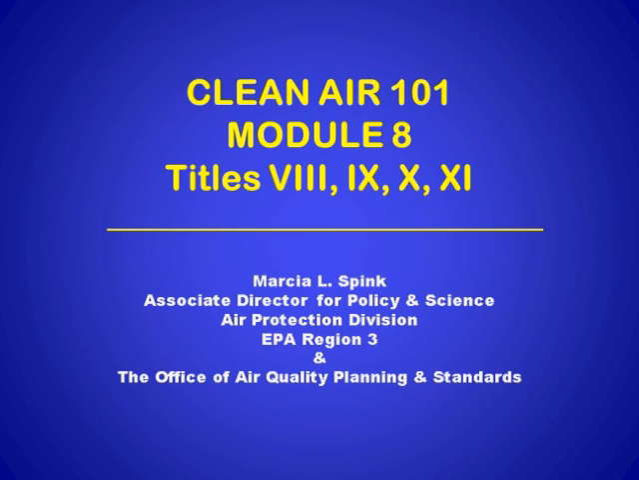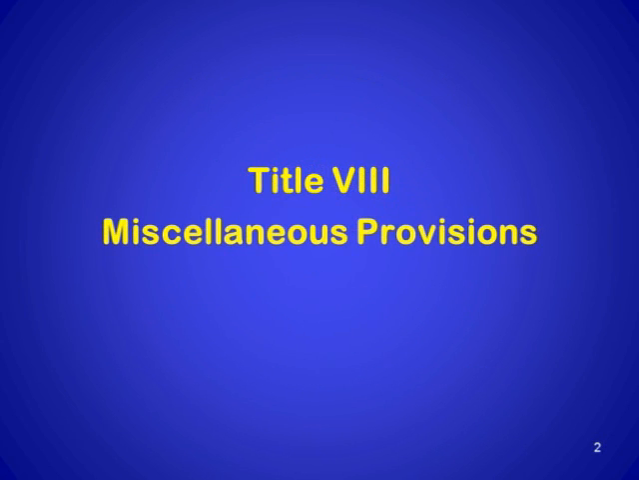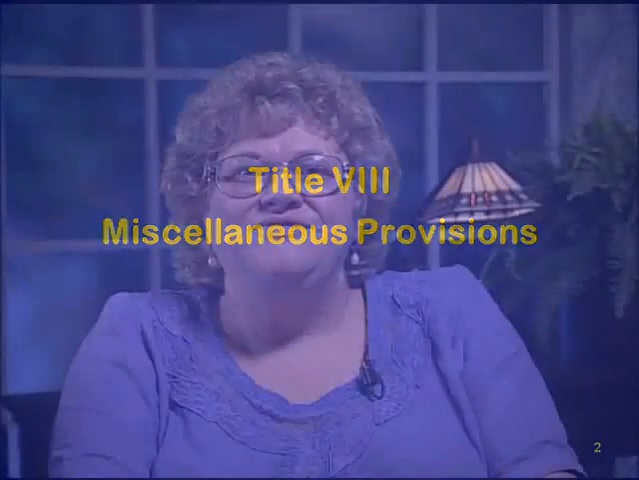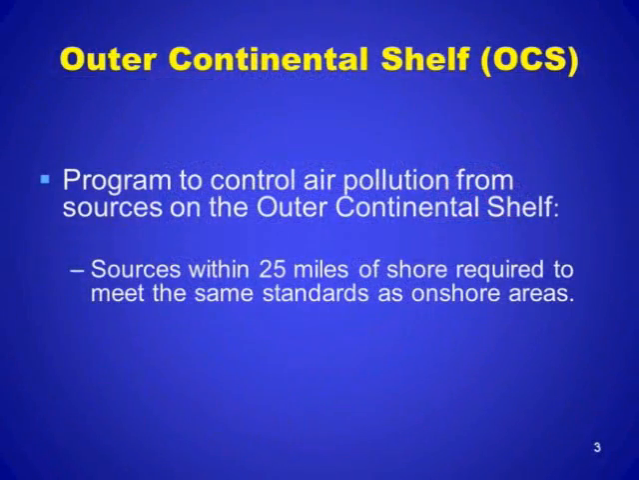This training is brought to you by the Office of Air Quality Planning and Standards. Title 8 is entitled Miscellaneous Provisions. The first part it covers is provisions regarding the Outer Continental Shelf, or OCS. It's a program to control air pollution from sources on the Outer Continental Shelf. These are sources within 25 miles of the shore, and they're required to meet the same standards as onshore areas.